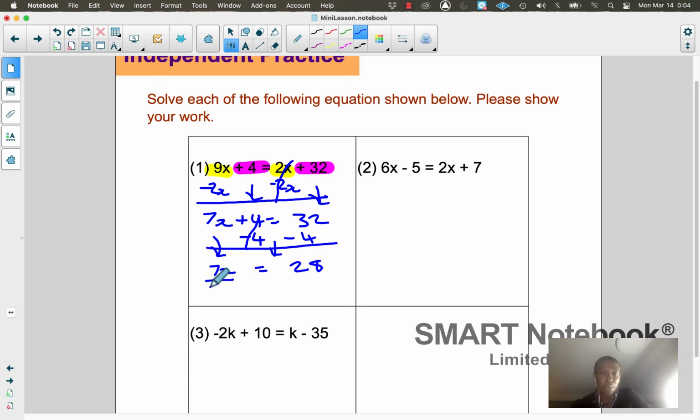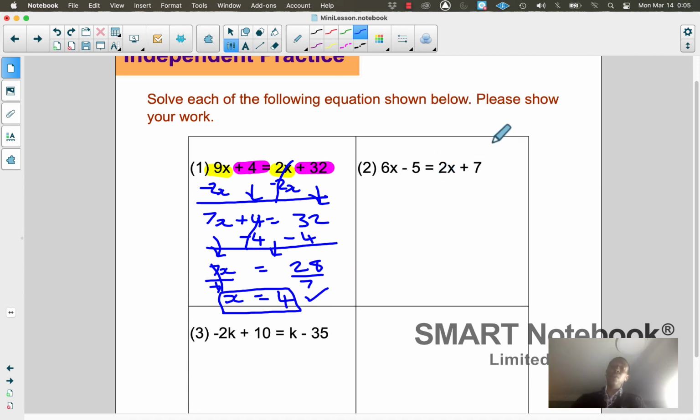Last step. Divide by the coefficient of 7 on both sides. Okay. X is equal to 4. Good job. Okay, everybody got it. I like that. Very good. Let's move on to the second one.